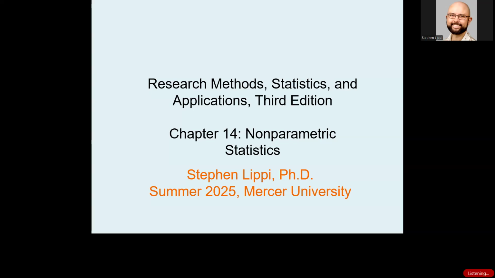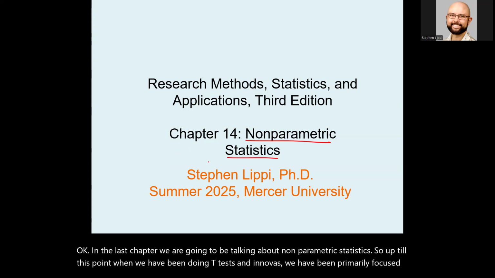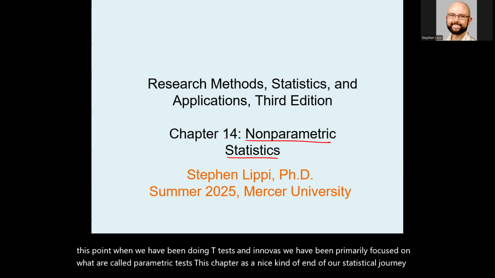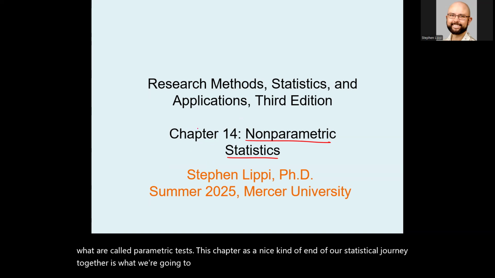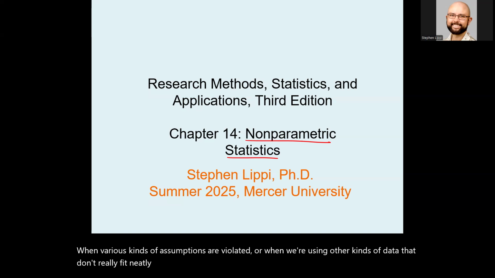Okay, in the last chapter, we are going to be talking about nonparametric statistics. So up till this point, when we have been doing t-tests and ANOVAs, we have been primarily focused on what are called parametric tests. This chapter, as a nice end of our statistical journey together, is what we're going to introduce: nonparametric stats. For instance, are there statistical tests that we can use when various kinds of assumptions are violated, or when we're using other kinds of data that don't really fit neatly into a t-test or an ANOVA?